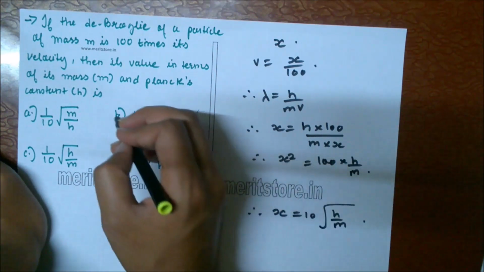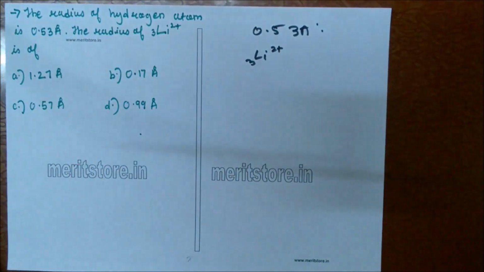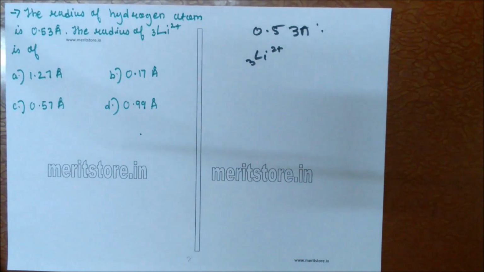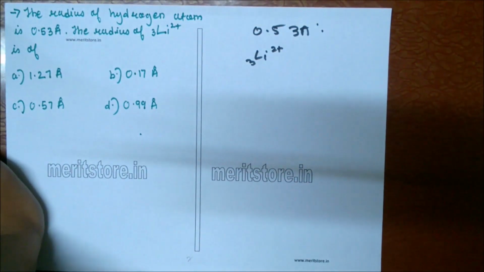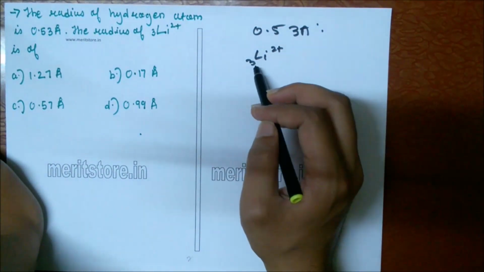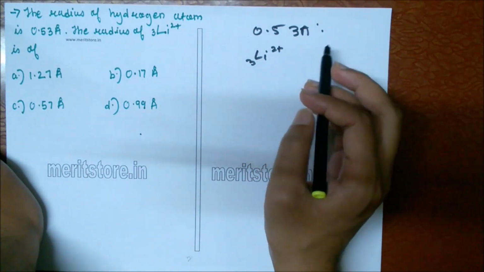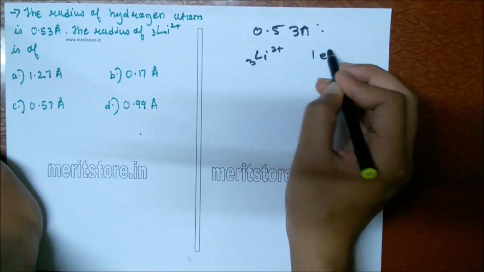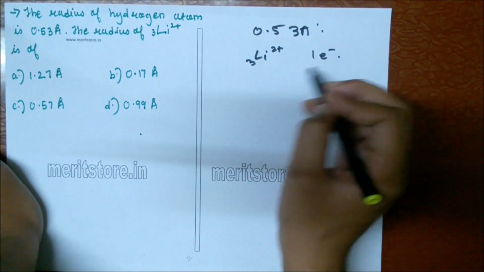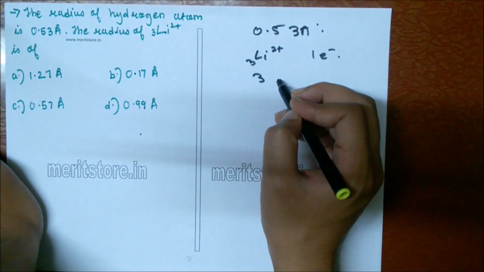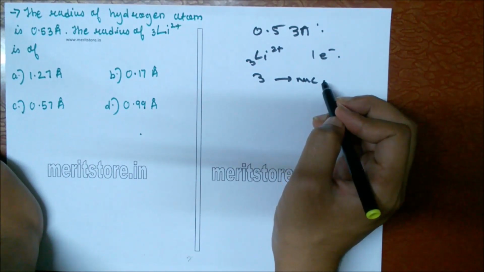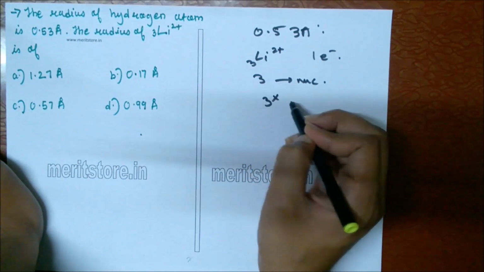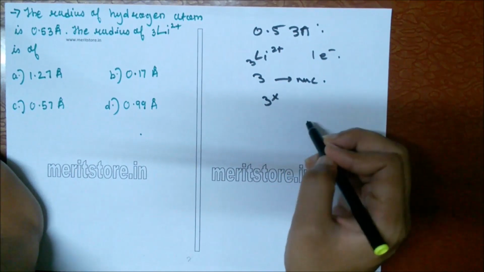So option B is the correct answer. The radius of hydrogen atom is 0.53 angstrom. The radius of lithium Li2+ is? So we know that the radius of hydrogen is 0.53 angstrom. Lithium, atomic number 3, 2+, has only 1 electron, but it has 3 protons in the nucleus. Hence, the electron feels 3 times more attraction from the nucleus in comparison to the hydrogen atom.